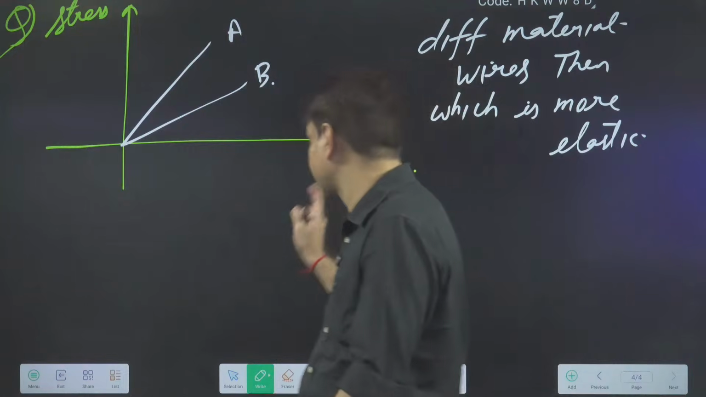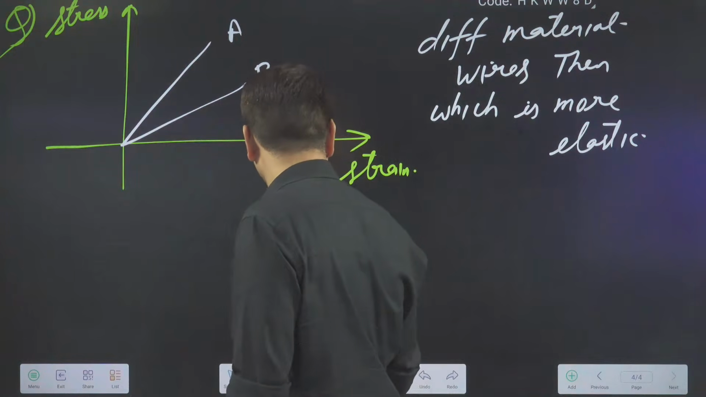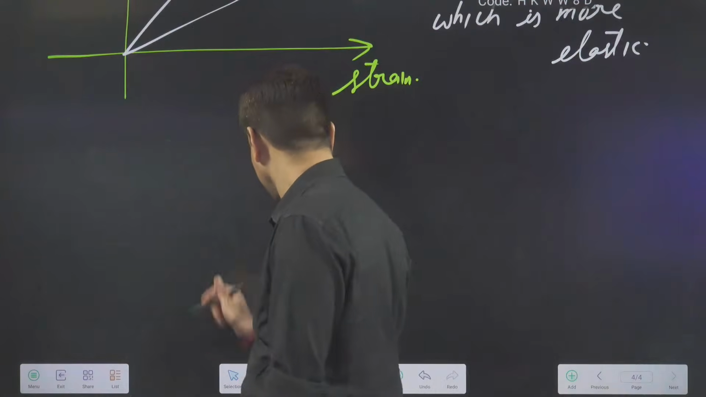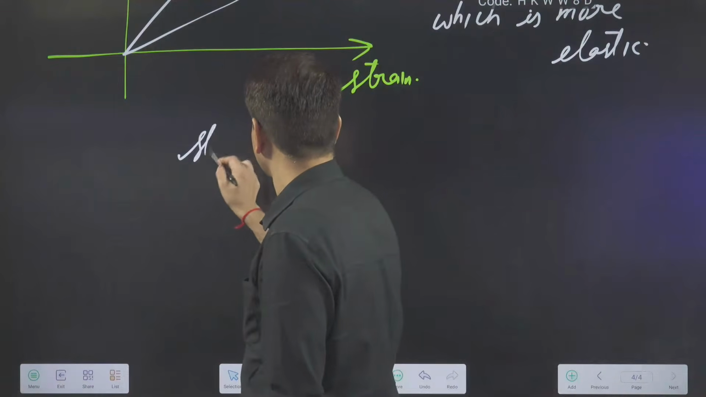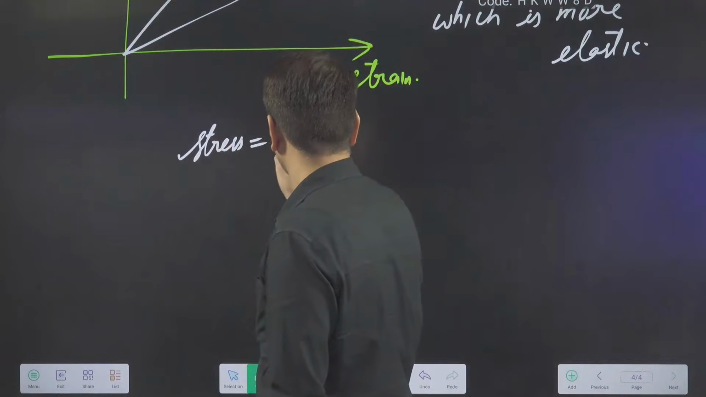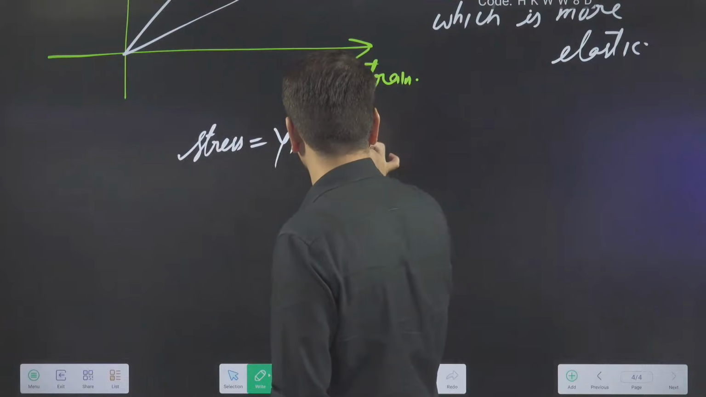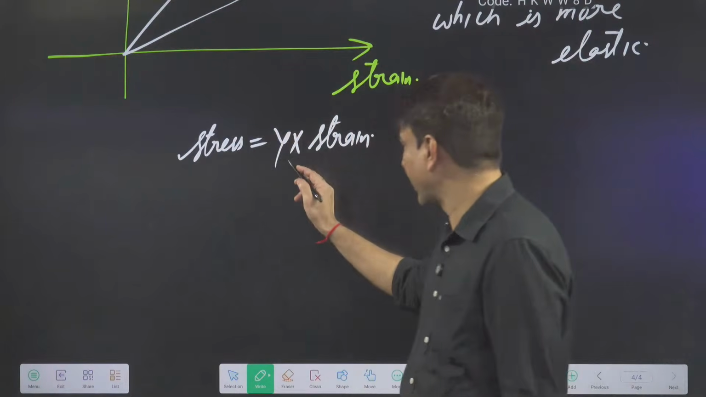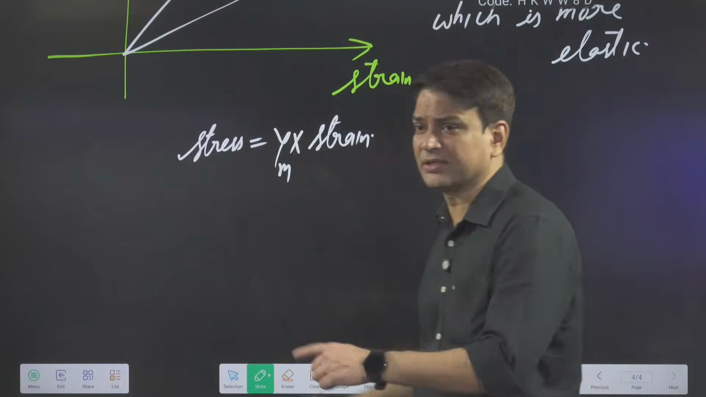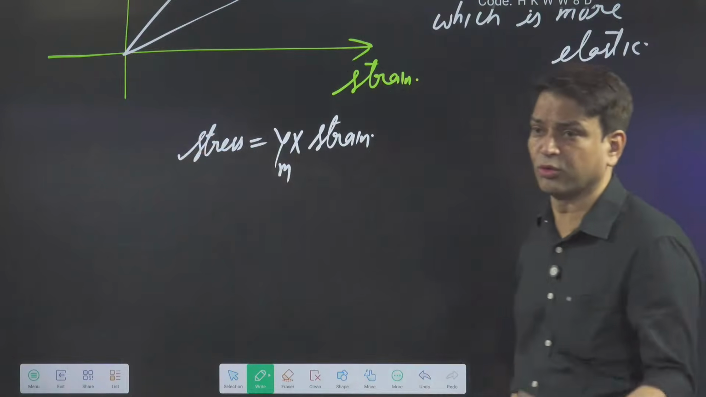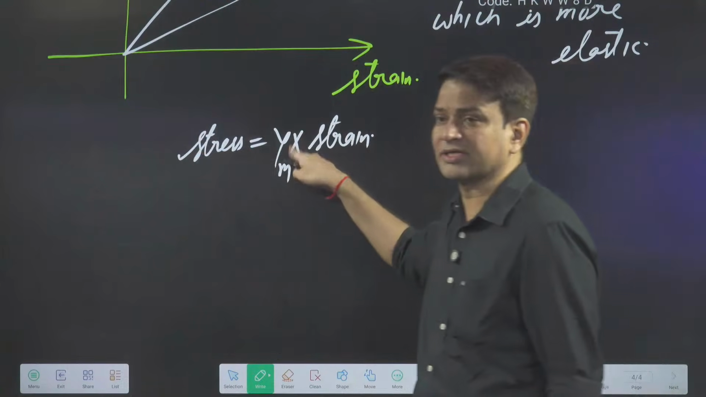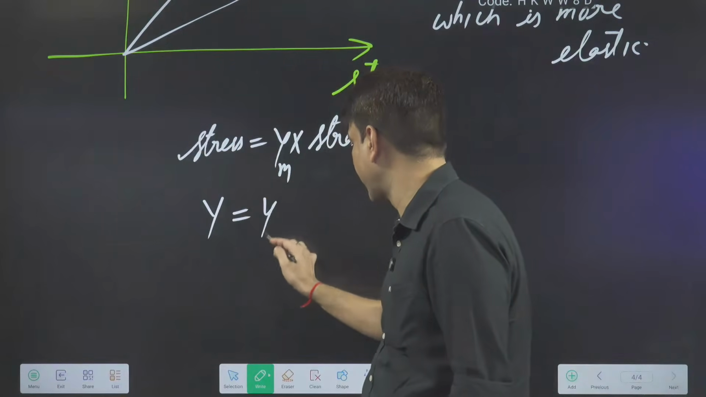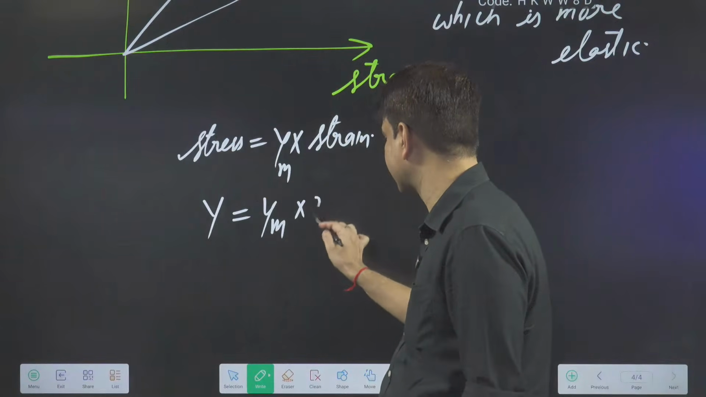So we know the relation, what? Stress is equal to Y into strain. Stress I am plotting on Y axis. This Y Young modulus I am taking Ym, otherwise here you will get confused. Both will be YY. So Young modulus I am taking Ym. Stress I am plotting on Y axis, that is equal to Ym into strain I am plotting on X axis.